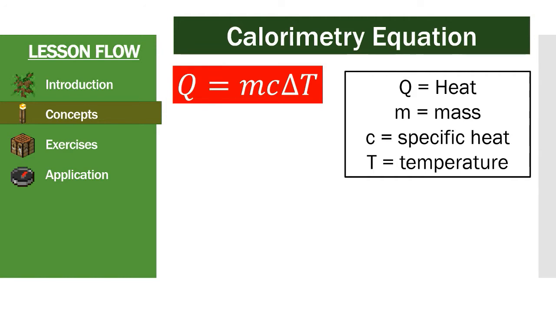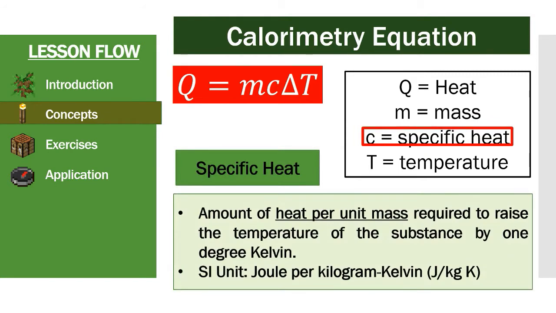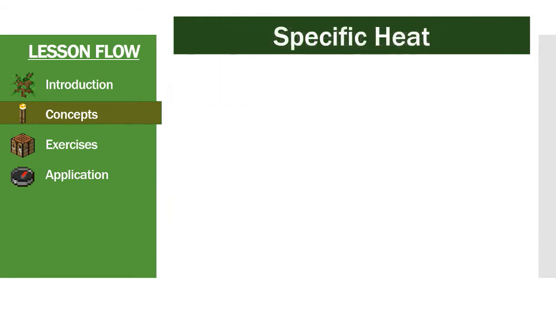Now, among those variables, perhaps the most unfamiliar would be specific heat. Now, this is very unique for each substance. It is a measure of how much heat per unit mass is required to raise the temperature of that substance. And it goes by the SI unit of joules per kilogram Kelvin. Okay, so each substance has a unique specific heat.